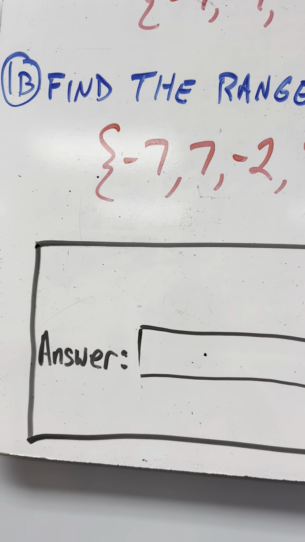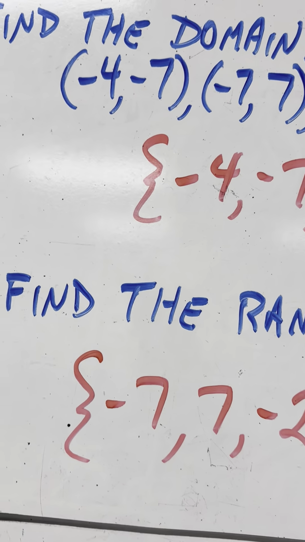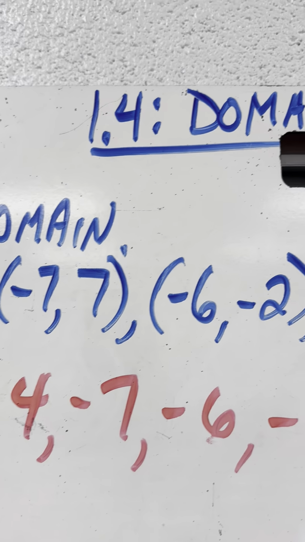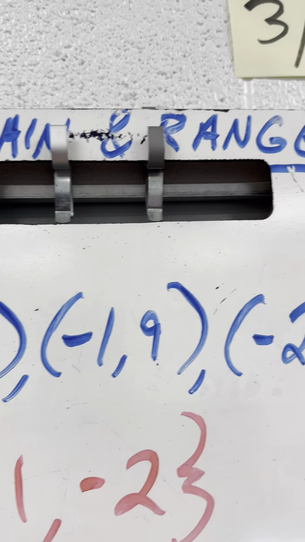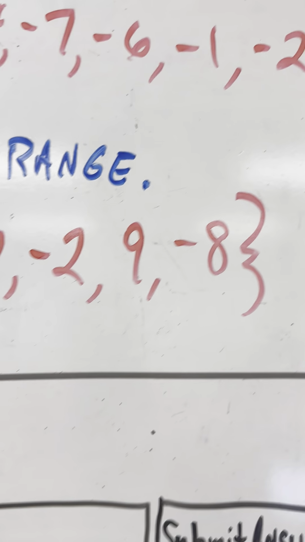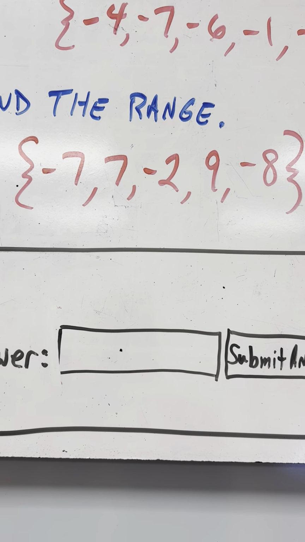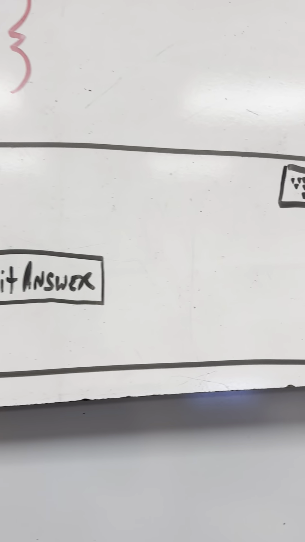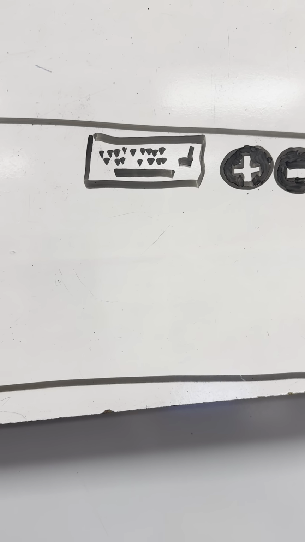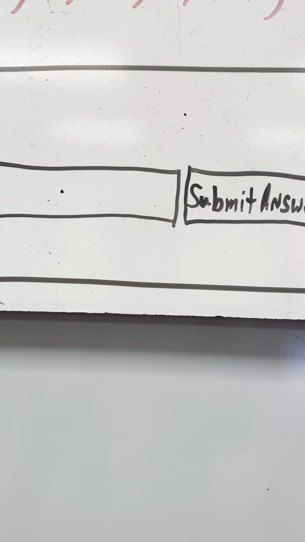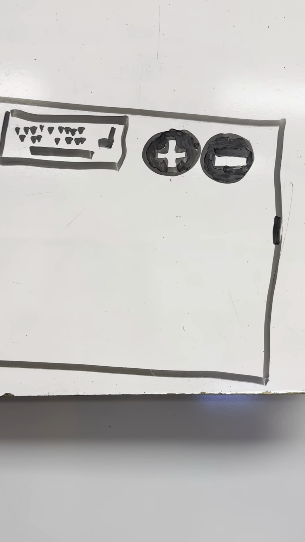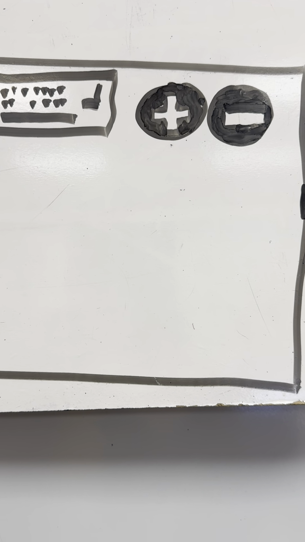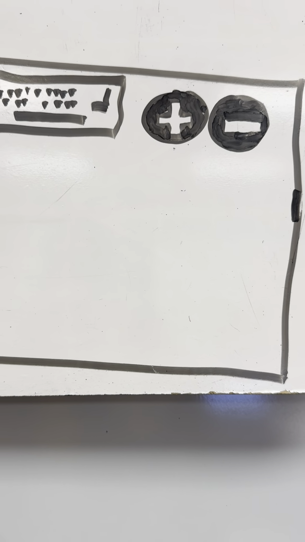Find the range. The range is the y values. So negative 7, 7, negative 2, 9, negative 8. The y values are the range. And you would do the same thing by pressing the plus button in order to add boxes. By the way, you would press the minus button in order to take some boxes away.